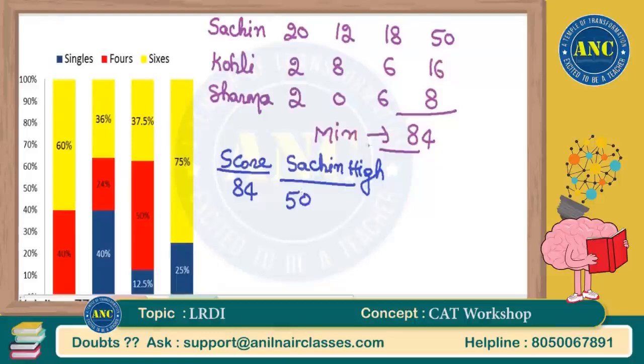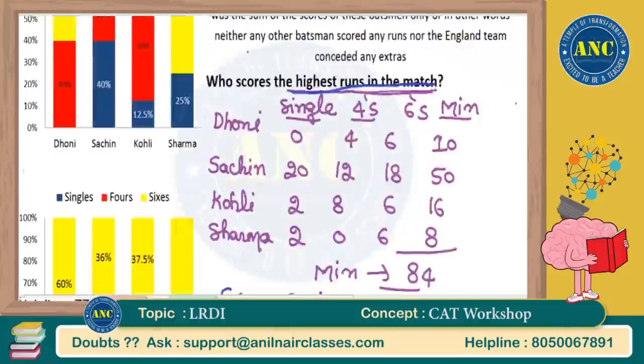Now suppose the score of the Indian cricket team is 164. This is 84 and this is 164. If it is 164, how much extra do I require? Extra I require is 80. Are you all with me?